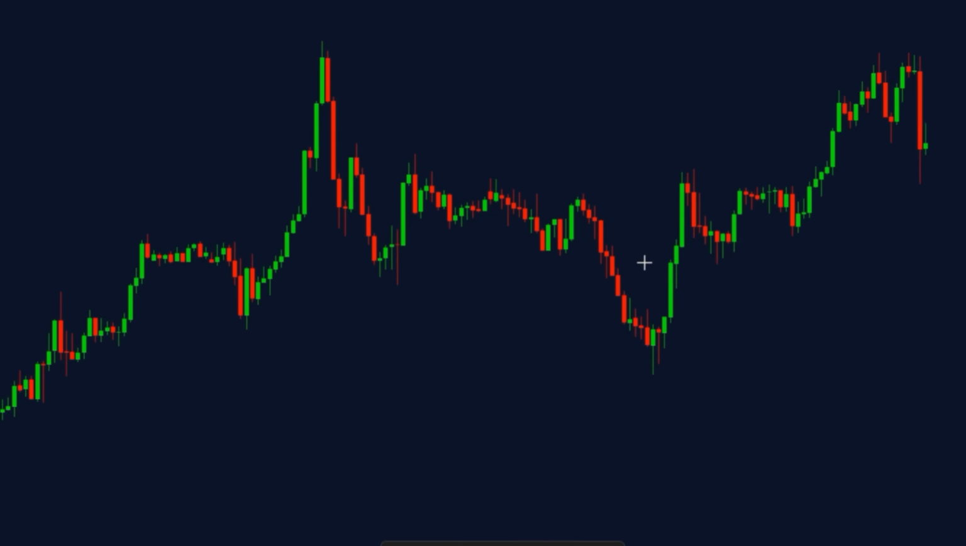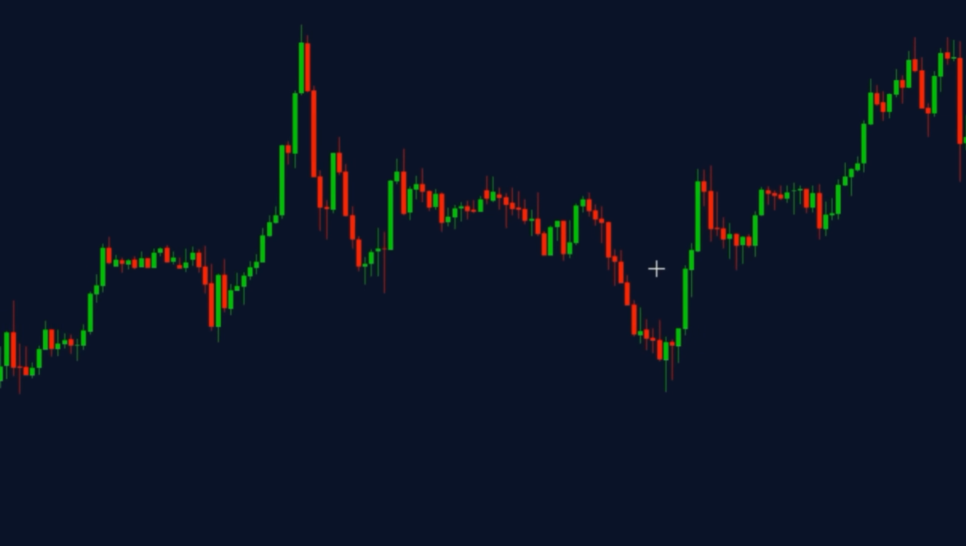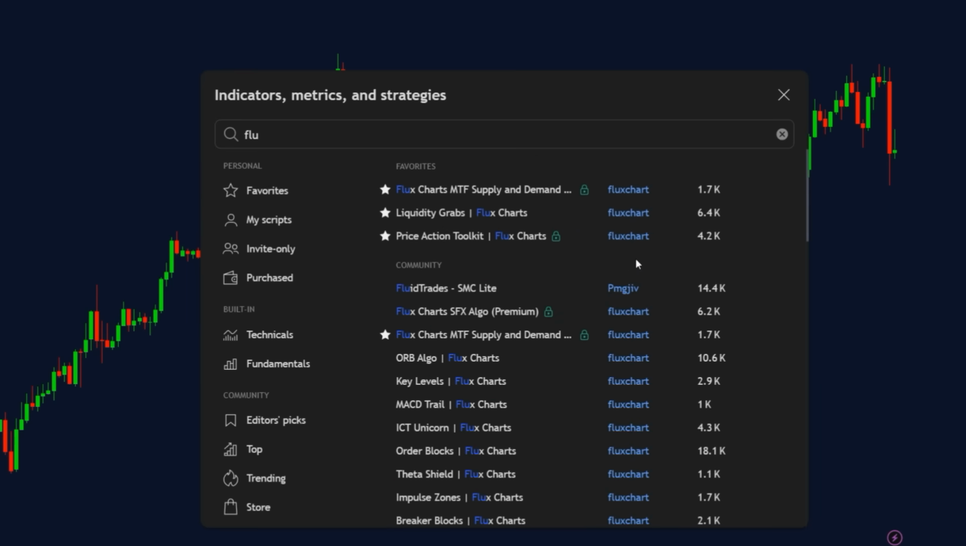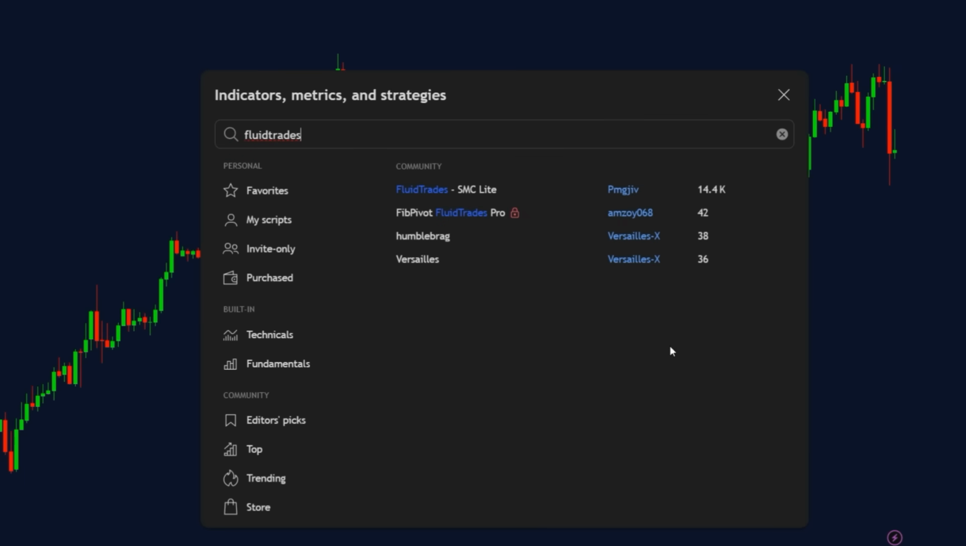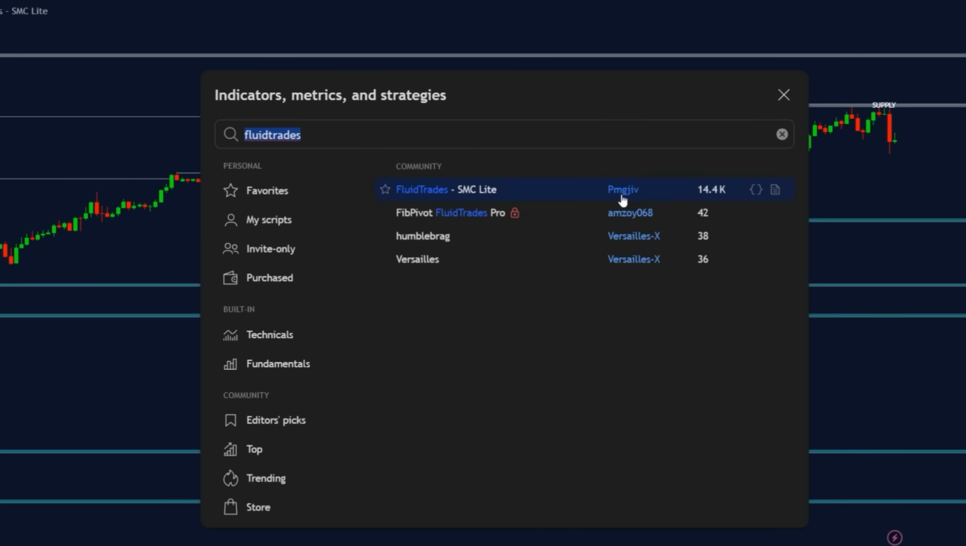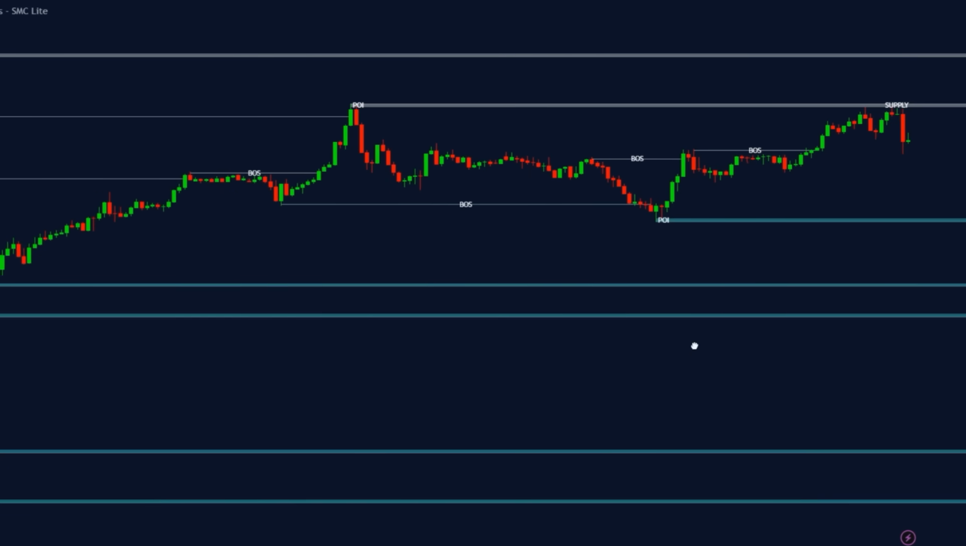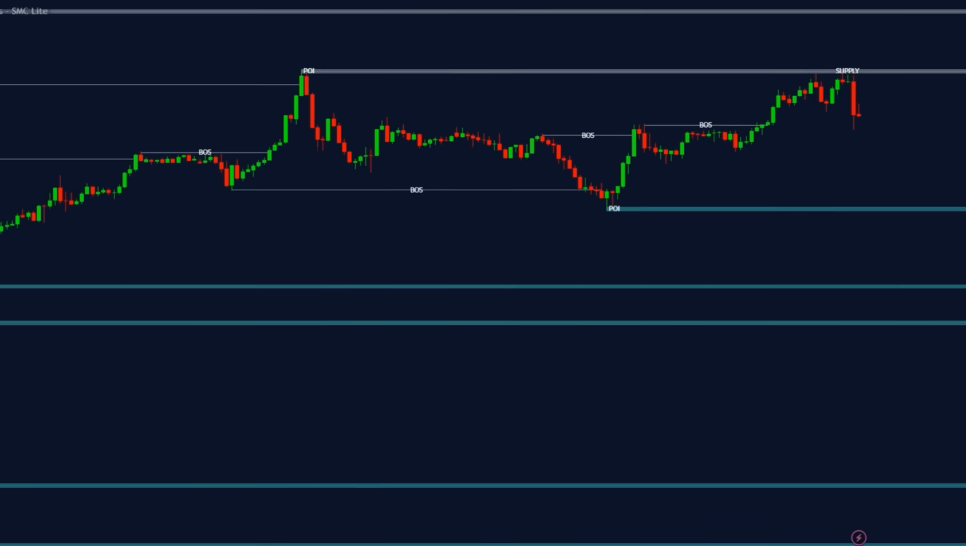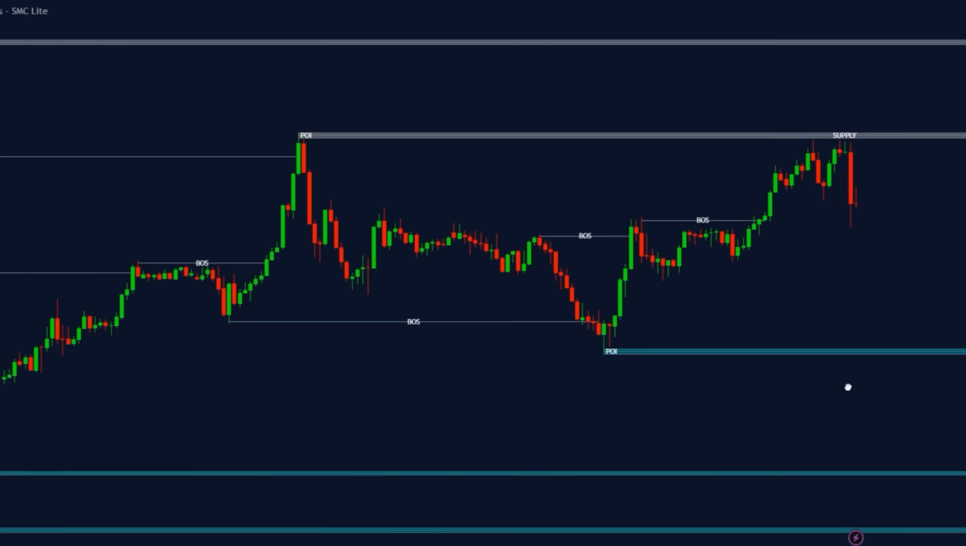Let's build the rank 1 chart. We need 3 specific tools. Indicator 1, the Smart Money Engine. Search for Fluid Trades SMC Lite. Add this to your chart. This tool automatically highlights valid order blocks, break of structure, and liquidity zones. It removes the guesswork. You will see supply zones, red boxes, and demand zones, blue-green boxes.